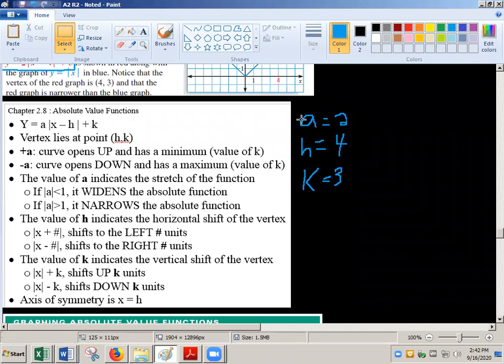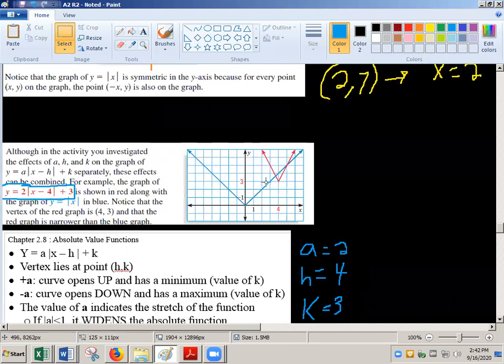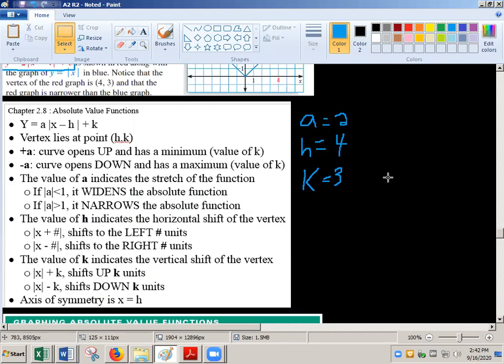The A also stretches this thing. So here we have an A of 2. It's going to narrow. So we see this is our parent function, the original, just the absolute value of x. And as soon as we see this one here, we see this is much steeper. That's because it's 2 times and then whatever else is going on.